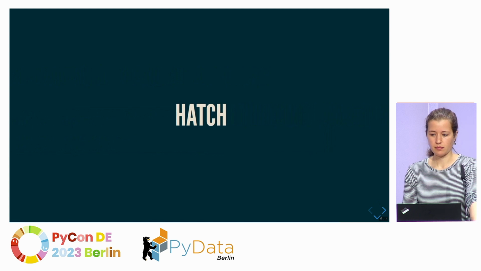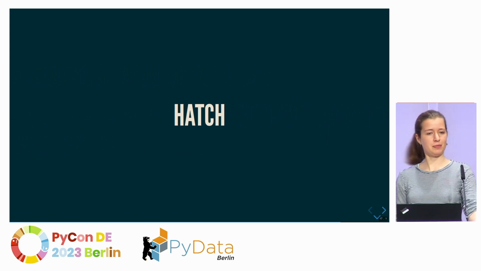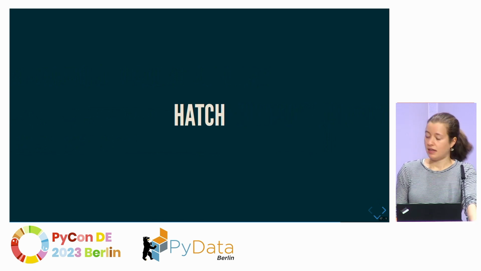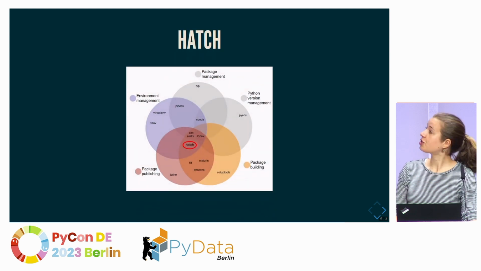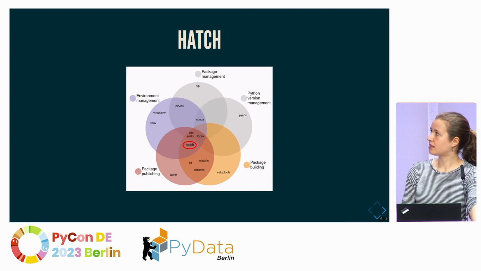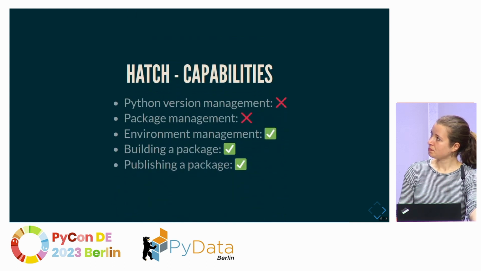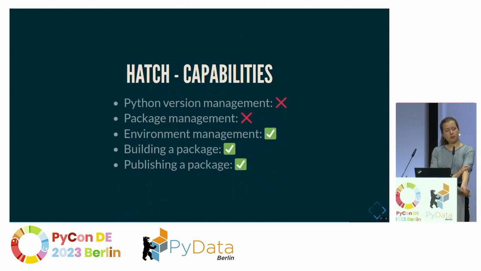And yeah, last but not least, we have Hatch. Hatch allows you to do these three things. So it allows you to do environment management and building and publishing a package. You can also see that here. Regarding Python version management, there is an open GitHub issue, but it was just created a few months ago. And regarding package management, this is something that is being worked on.